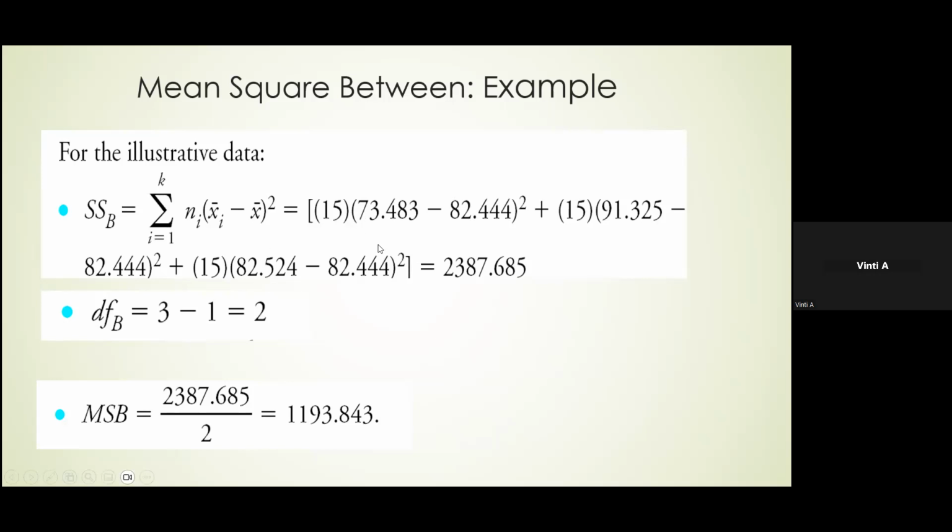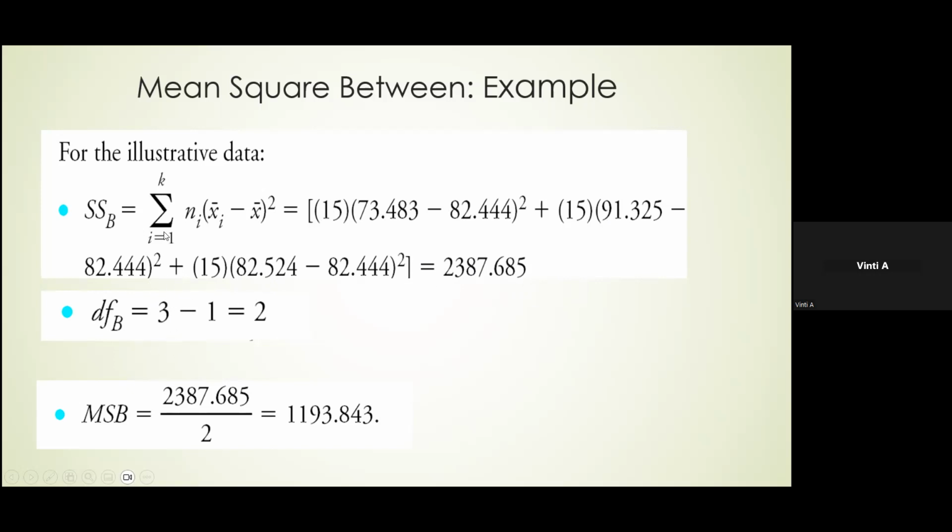The average of group one was 73.483. That means group one had five observations, and the average of those five observations was 73.483. The average of group B, of those five observations lying in group B, was 71.325. And the average of group C, which also had five observations, was 82.52. So in each case, multiplied by the number of observations, you got the total sum of squares between, the variation between the groups.